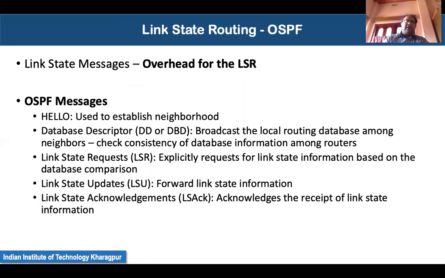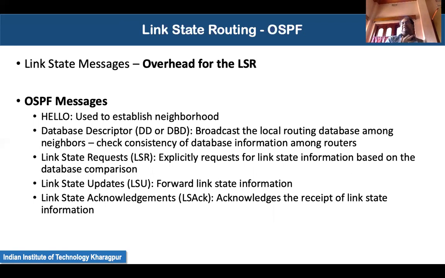Now, in case of link state routing, or whenever we are talking about the OSPF protocol, these link state messages are the overhead. You have different types of link state routing messages. Here is an example for OSPF. You have the hello messages for neighborhood establishment. You have the database descriptor message, or DBD or DD message. It broadcasts a local routing database among neighbors to check the consistency of the database information among the routers. Then the link state request message, LSR message, explicitly requests the link state information based on the database comparison.